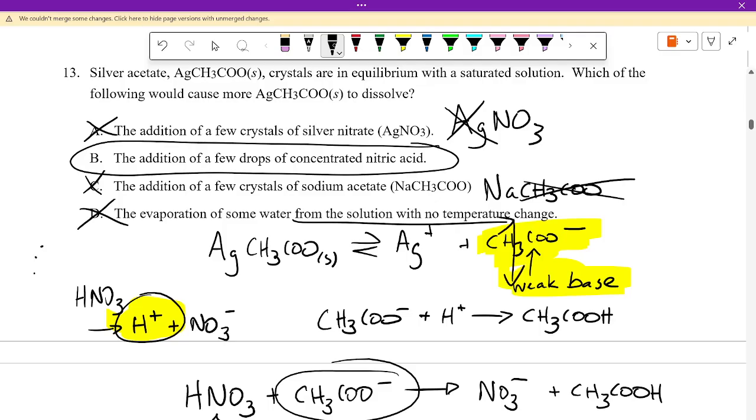So if the question asks for more of it to dissolve, does that generally mean shift away from the solid? So you're dissolving more. Yeah, exactly.